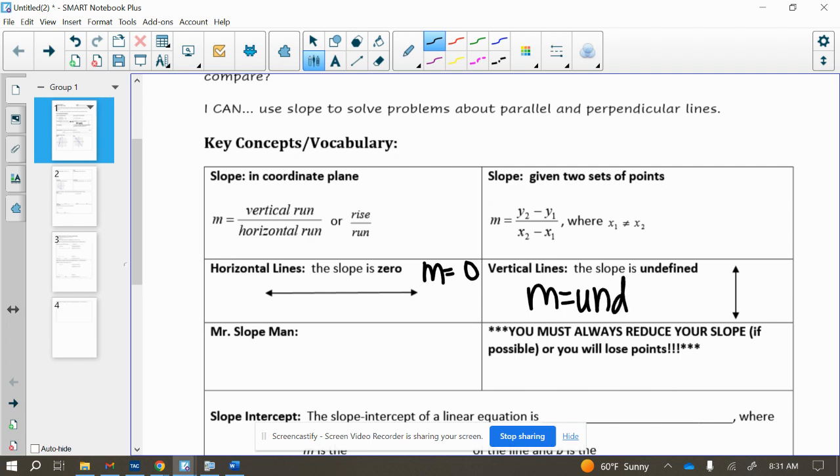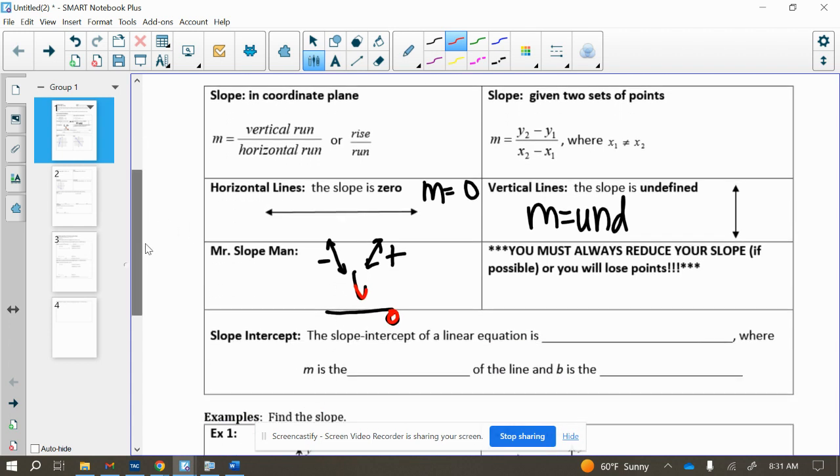Now, how do I remember that? Well, this my pal, Mr. Slopeman, comes into play because when we have decreasing lines, they have negative slope. Increasing lines have positive slope. These vertical lines have undefined slope. Notice the little U being created. And then our horizontal lines have 0 slope. So we see this 0 right here.